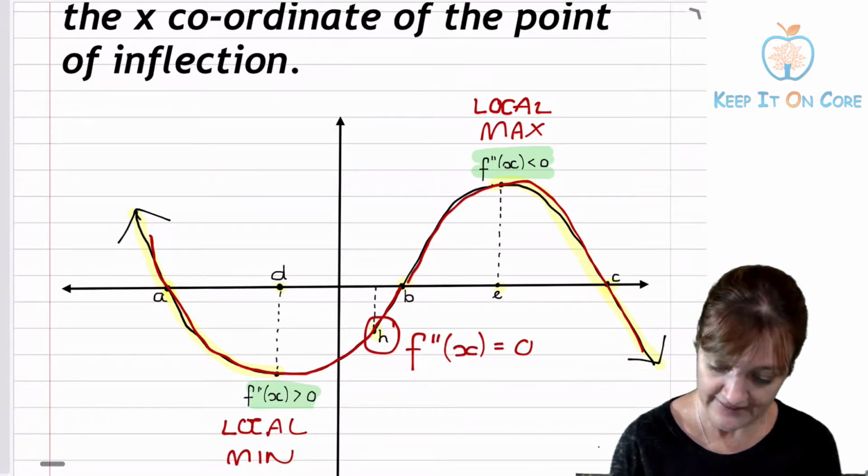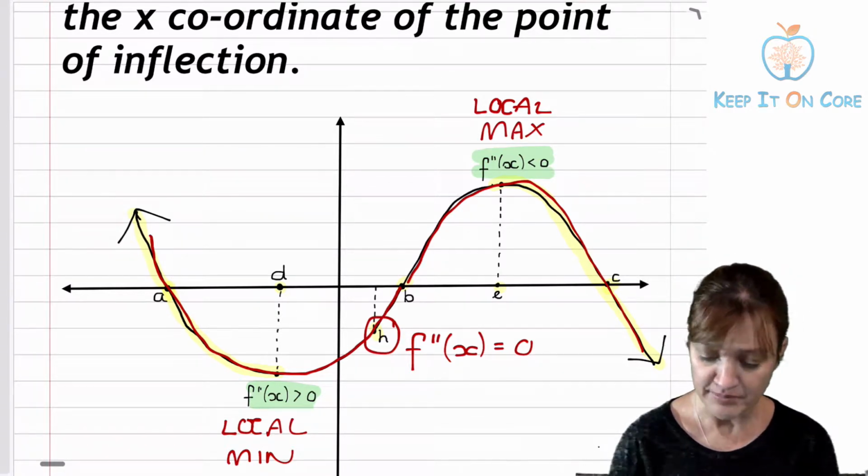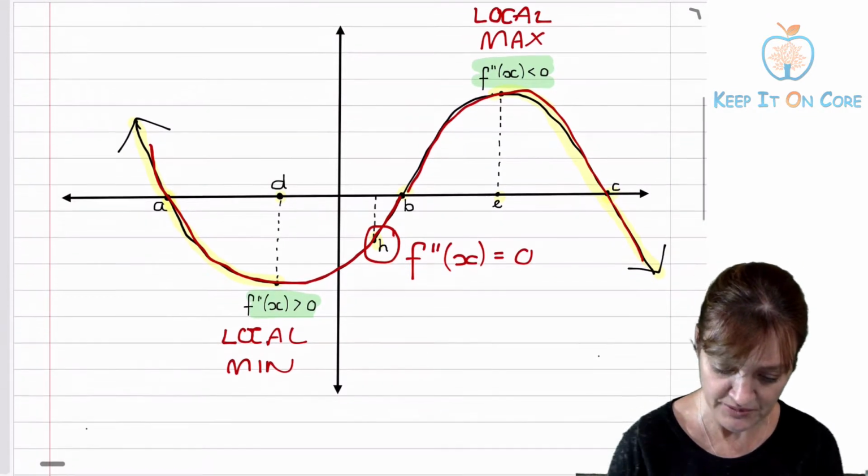Okay, right, so what else can we talk about here? You've got your x-intercepts where y is equal to 0, and pretty much the rest of it we should be okay with.